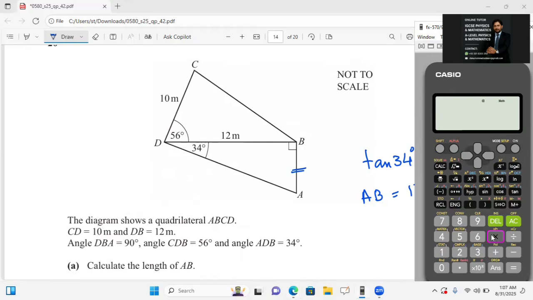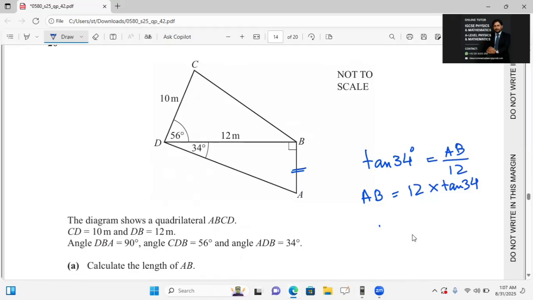12 multiplied by tan 34 bracket close equals 8.09, so 8.1. So AB is 8.1.